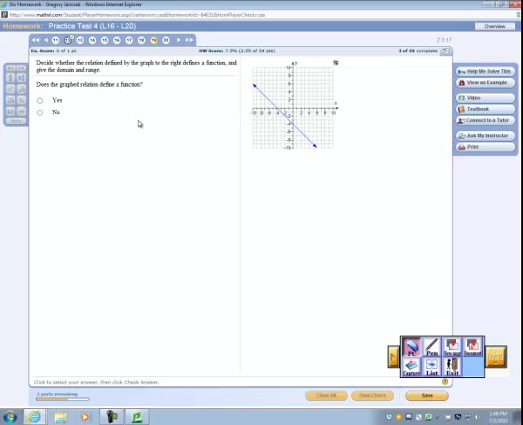Okay. Now there was a way to tell by looking at a graph if it was a function or not a function. What is that method called? It's some kind of a test.